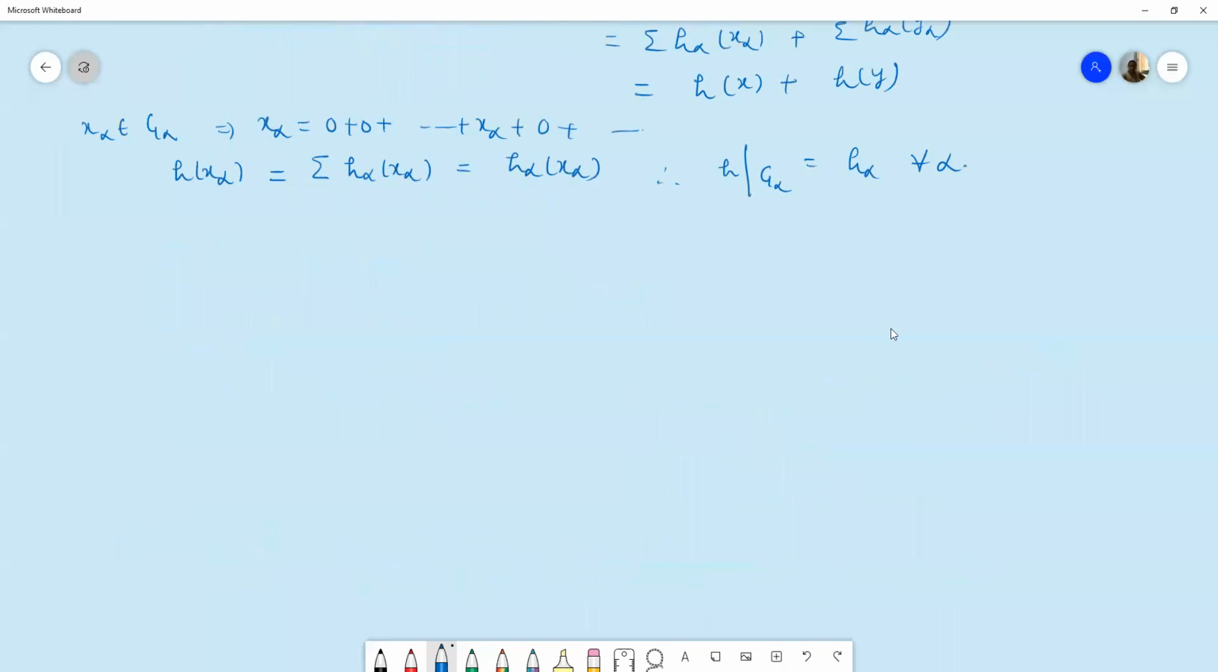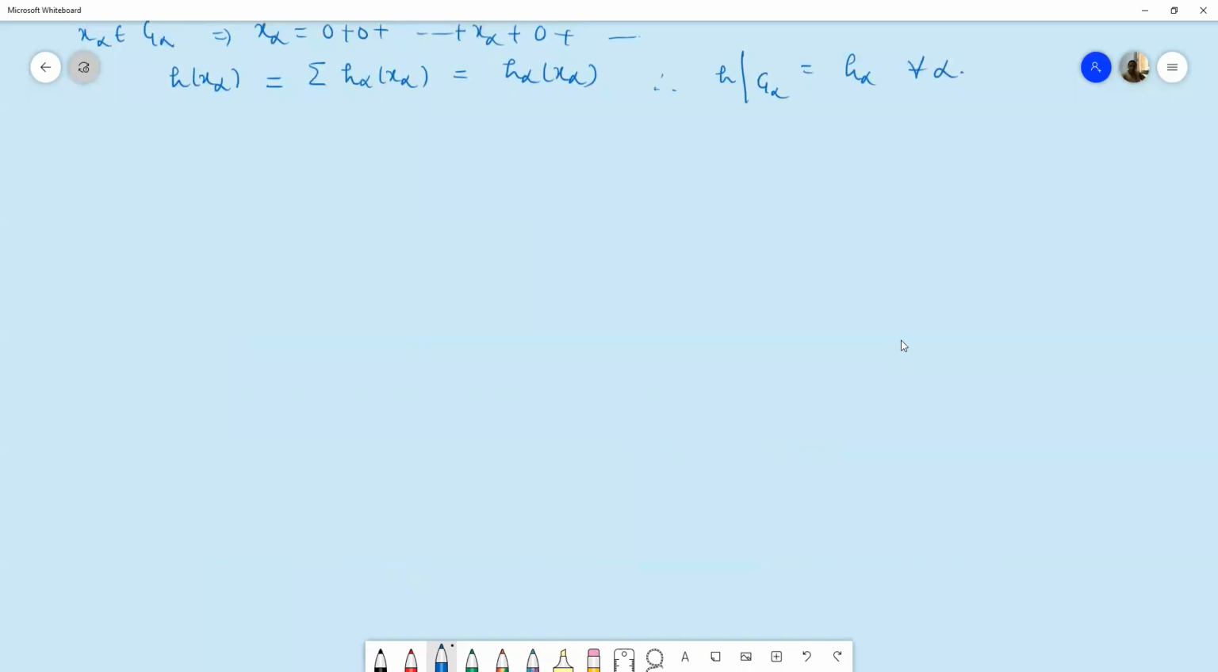Now we have a corollary of this lemma. The corollary says if G is the direct sum of G1 and G2, and G1 is further the direct sum of the groups H alphas for alpha belongs to J, and G2 is the direct sum of the groups H betas for beta belongs to K, and J and K are disjoint sets.